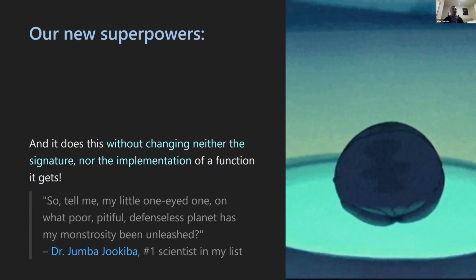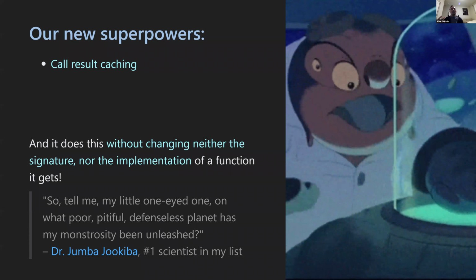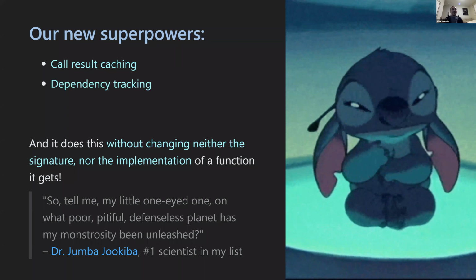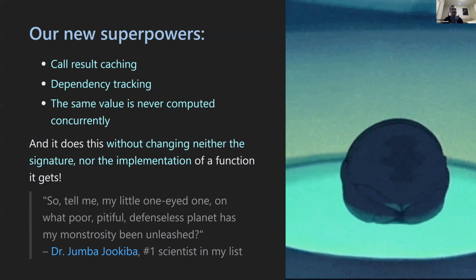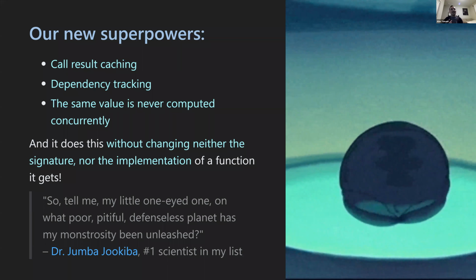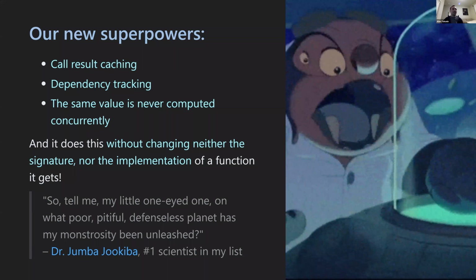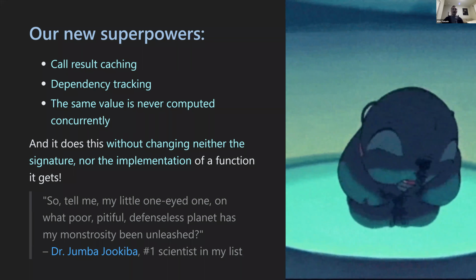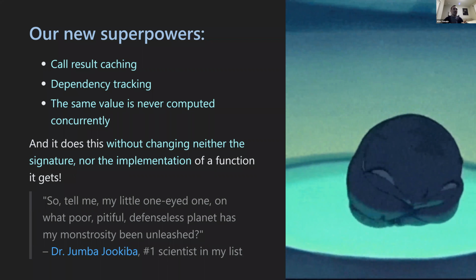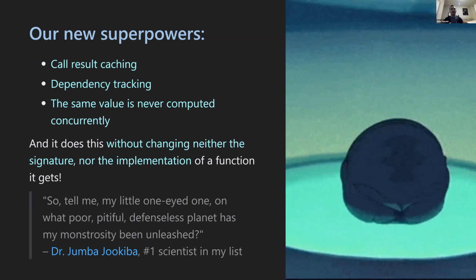Now, if we look at the properties, we still have call result caching. We also have dependency tracking and cascading invalidation, and we also ensure that the same value is never computed concurrently, because of the double check locking inside. And what's interesting is that we didn't change the signature or implementation of any of these functions, right?